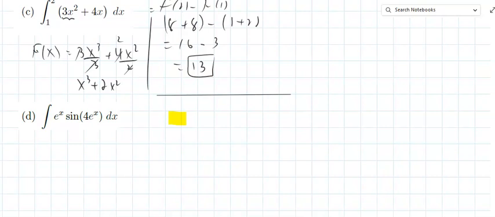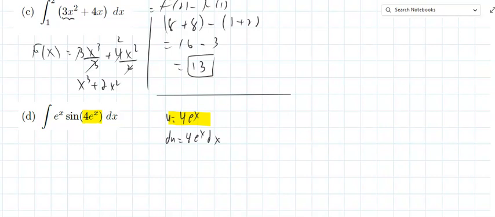And remember how this works. You let u equal the inside of a power function, the denominator of a fraction, the power of an exponential function, the angle of a trig function. So if I let u equal 4e to the x, and I'll take a derivative, that's 4e to the x dx.